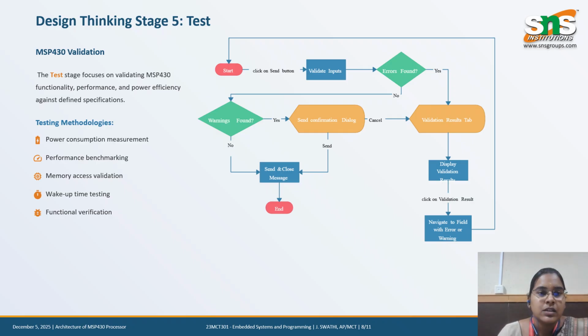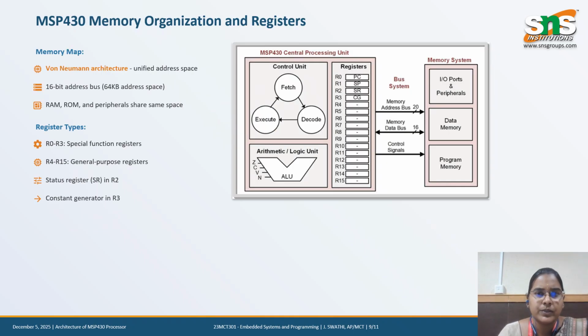And in the testing stage, we should test a few things. First one is power consumption measurement, and performance benchmark. We are focusing on power, but when the power is minimized, it should not affect the performance. So we should also check the performance benchmarking, memory access, wake up time, that is delay time, and functional verification. So whether all my functions are verified. So I'm using this flow chart to navigate my testing and to find out whether my overall application is attained.